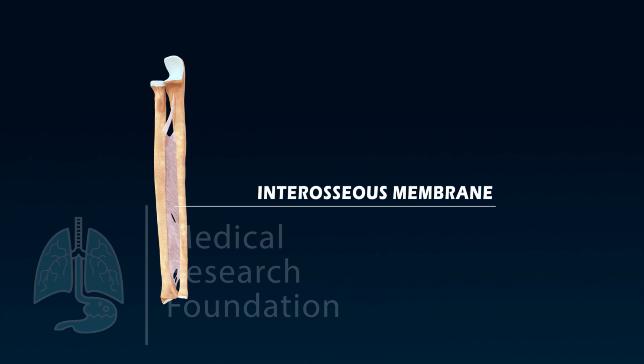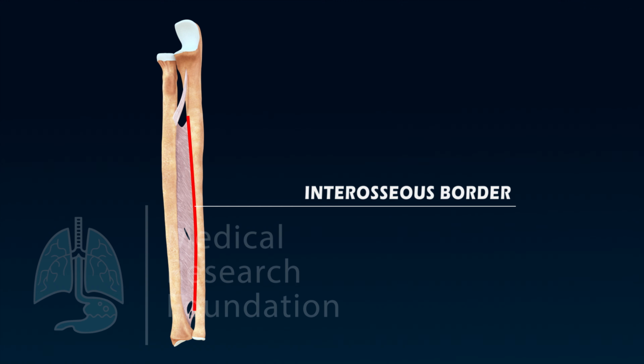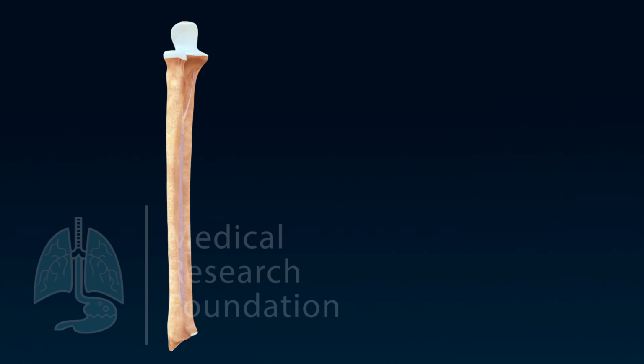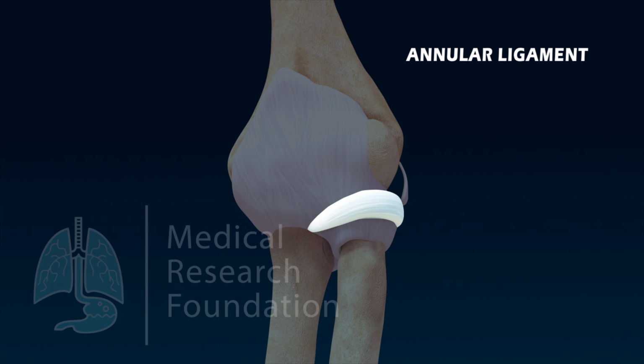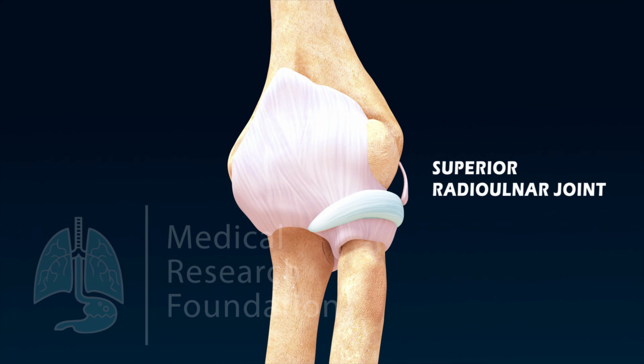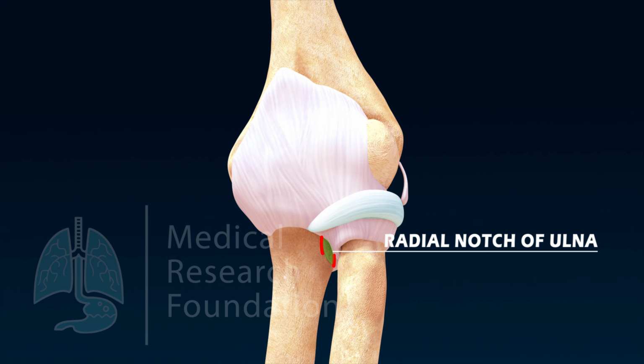The interosseous membrane is attached to the interosseous border. The annular ligament of the superior radioulnar joint is attached to the two margins of the radial notch of ulna.